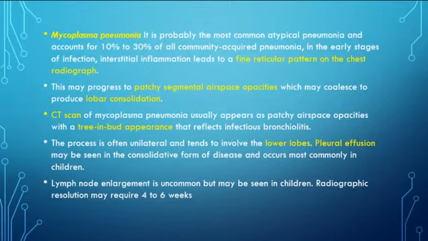CT scan of mycoplasma pneumonia usually appears as patchy airspace opacities with tree-in-bud appearance. The process is often unilateral and tends to involve the lower lobes. Pleural effusion may be seen in the consolidative form of disease and occurs most commonly in children. Lymph node enlargement is uncommon but may be seen in children. Radiographic resolution may require 4 to 6 weeks.